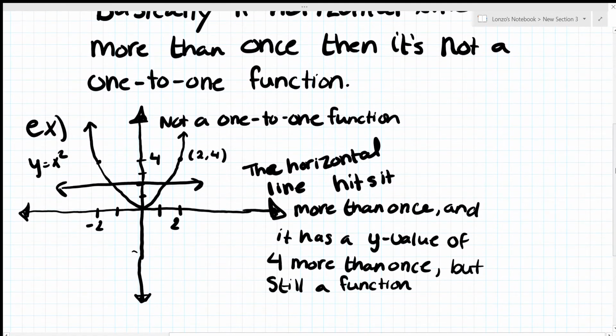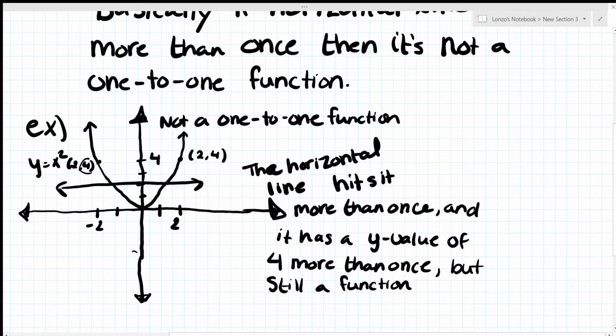Okay, so here's an example of what's not a one-to-one function. Let's say you have a parabola y equals x squared. If you put a horizontal line through it, notice it hits once here and then another time here, so that's a total of 2 times. It's more than once, so it's not a one-to-one function. This point right here should be (-2, 4). Let's look at the y values: we have a 4 here and a 4 here. They repeat, so that's why it's not a one-to-one function.